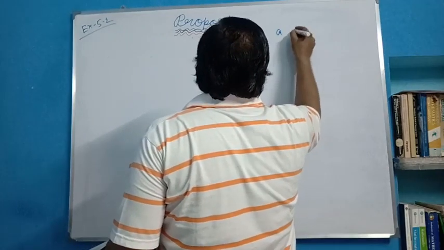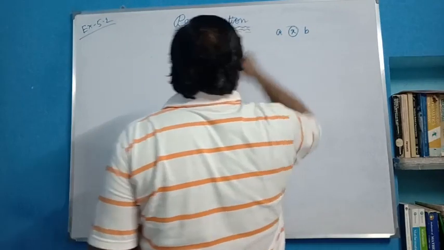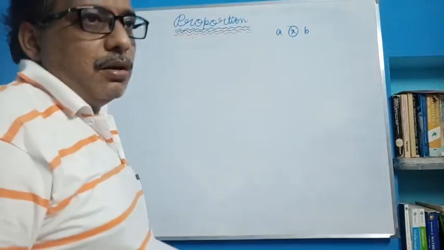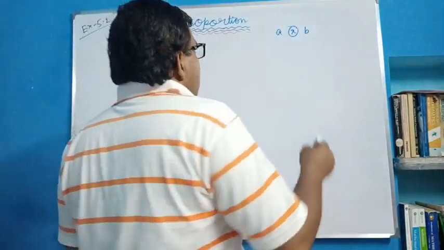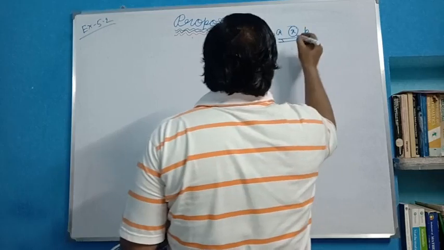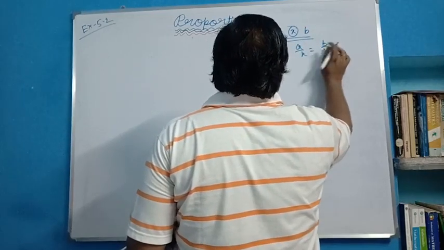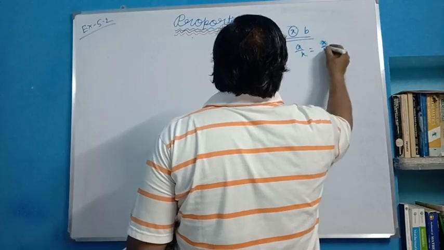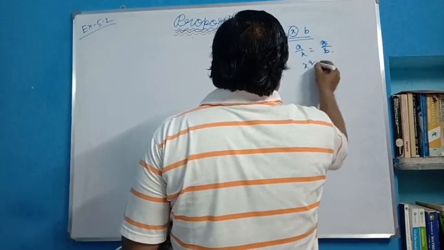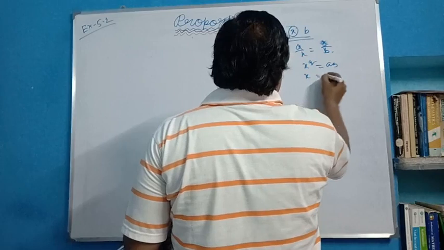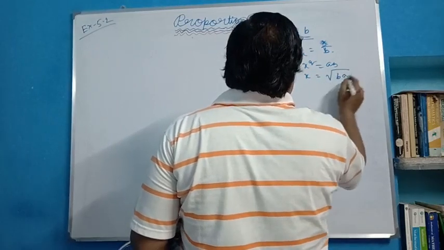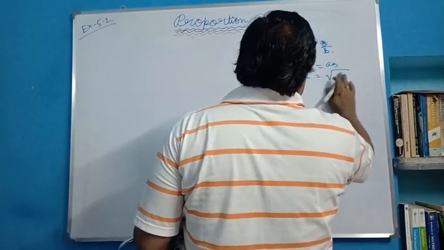If A and B are given, suppose x is the mean proportion of A and B. That means these three are in continued proportion. That means A by x is equal to x by b. That means x square is equal to ab. So x is equal to the square root of ab.